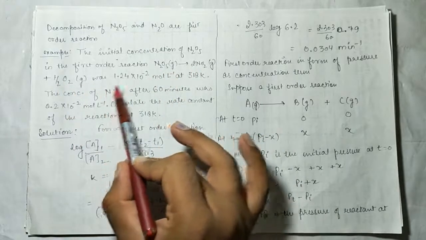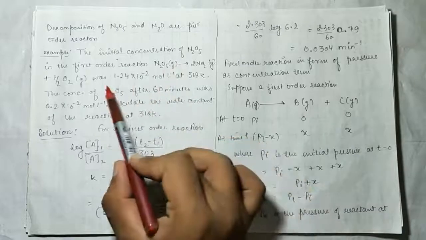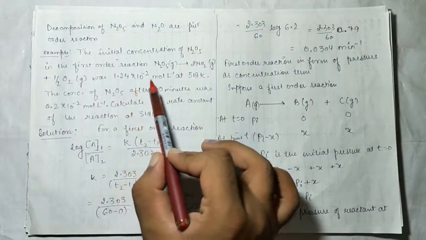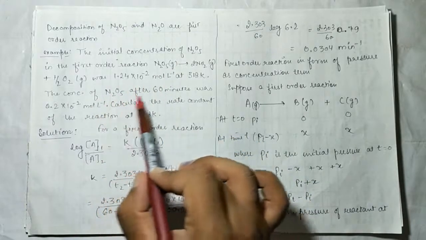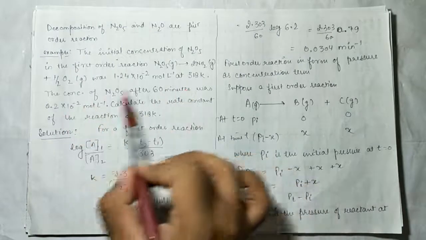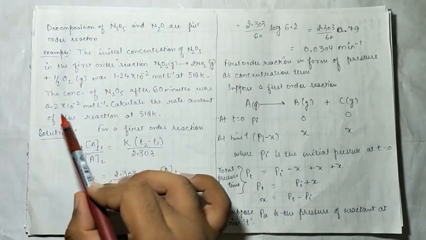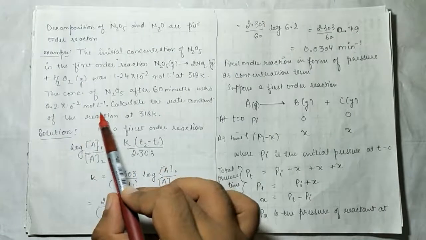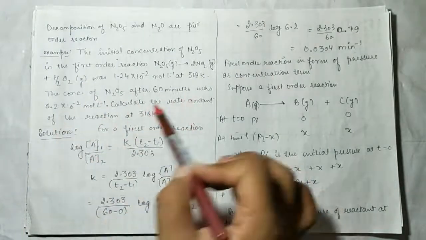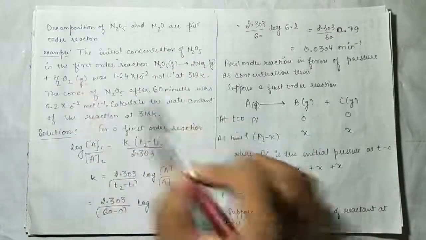This is the initial concentration, that is 1.24 into 10 to the minus 2, and after 60 minutes the concentration remains 0.2 into 10 to the minus 2 mole per liter. And now we need to calculate the rate constant. This is the first order reaction.